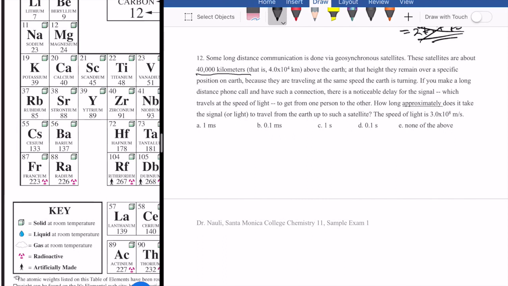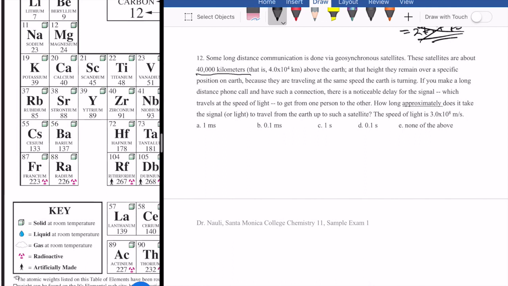And then at that height, they remain over a specific position on Earth because they're traveling at the same speed the Earth is turning. And then it says if you make a long distance phone call, there is a delay in the signal, which travels at the speed of light to get from one person to the other. So how long approximately does it take the signal to travel from the Earth up to such a satellite? The speed of light is 3 times 10 to the 8th meter per second.